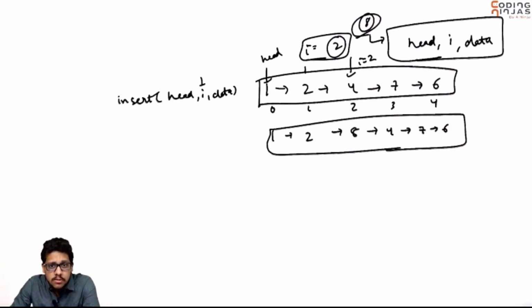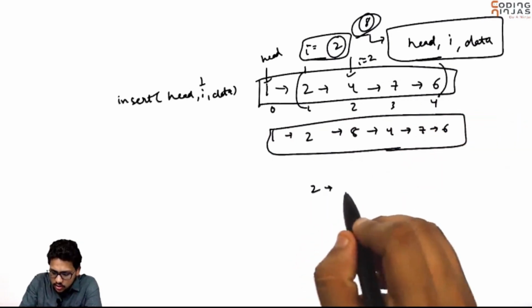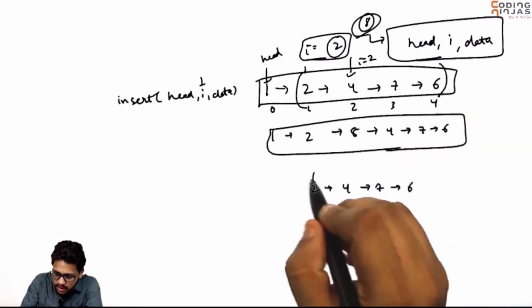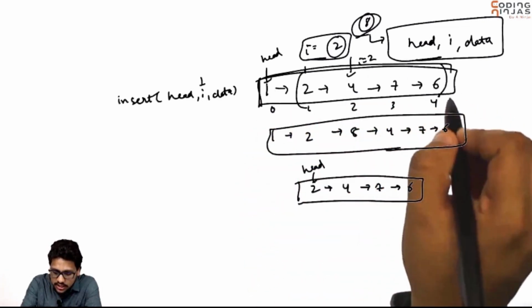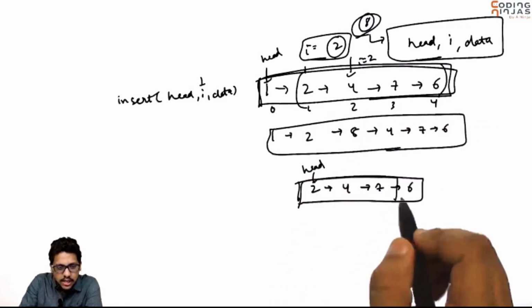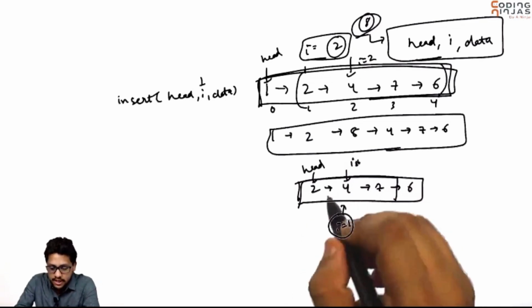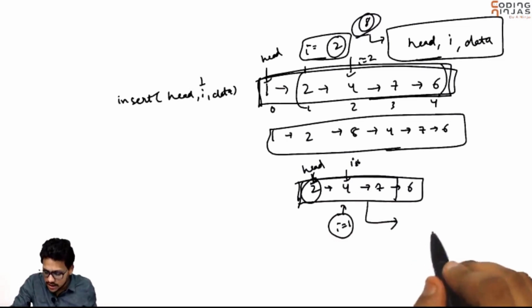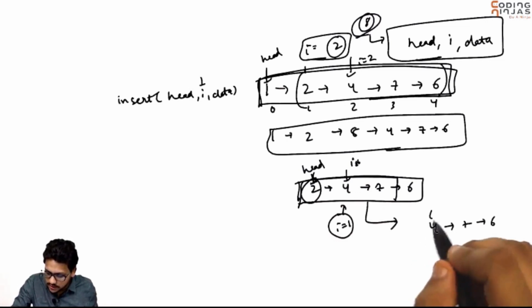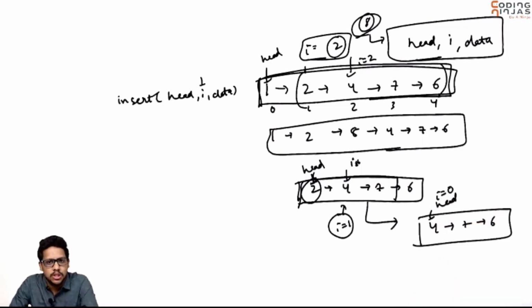What induction hypothesis you can make is that on this part of the linked list, that is 2, 4, 7, 6, whose head starts from here: if in this linked list I need to insert at second position, then in this linked list I need to insert at first position. So here i equals 1 for this linked list whose head is starting from here. This is the induction hypothesis you can make. And in the next one, I want to insert starting from this linked list at i equal to 0.